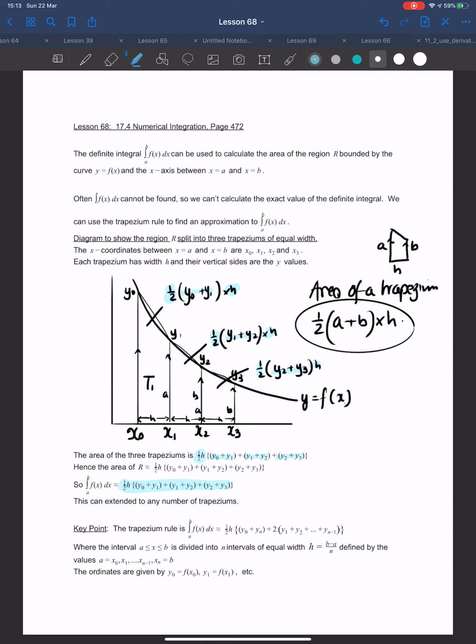Okay, and what they do here, because y1 is used in the first trapezium and the second one, you have 2y1, then 2y2, all the way up to the second to last one. The first and last one just gets used in one trapezium. So it's y0 plus yn, plus 2 times all the others added together.